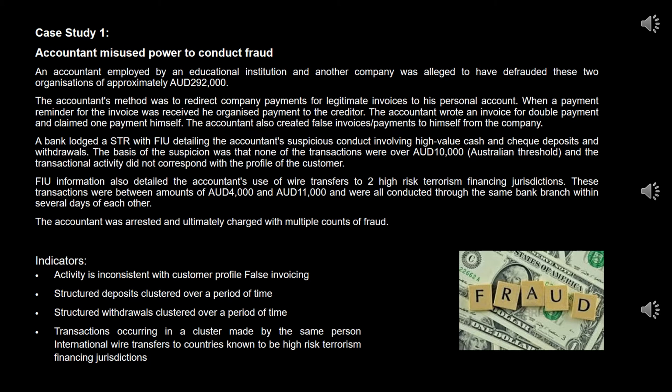A bank lodged an STR with FIU detailing the accountant's suspicious conduct involving high-value cash, check deposits, and withdrawals. The basis of this suspicion was that none of the transactions were over $10,000, which is the Australian threshold, and the transactional activity did not correspond with the profile of the customer. FIU information also detailed the accountant's use of wire transfers to two high-risk terrorism financing jurisdictions. These transactions were between amounts of $4,000 and $11,000 Australian dollars and were all conducted through the same bank branch within several days of each other. The accountant was arrested and ultimately charged with multiple counts of fraud.